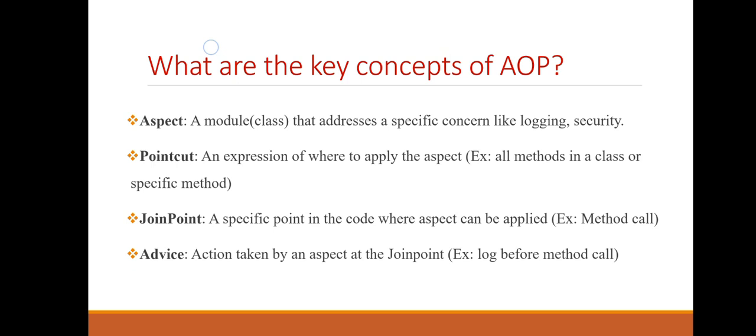Let's revise all the key concepts. First one, aspect. It is a separate class that we are creating for the concern, and then pointcut is the expression, and it denotes which methods we want to apply the aspect to, whereas join point is the specific point, and advice is what action needs to be done.